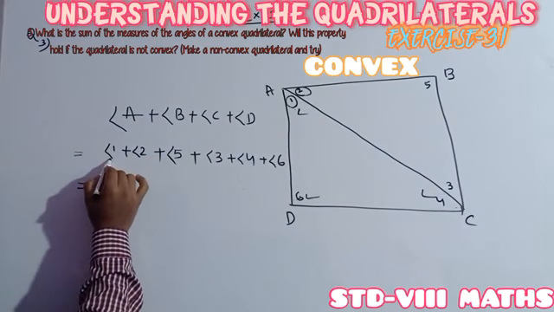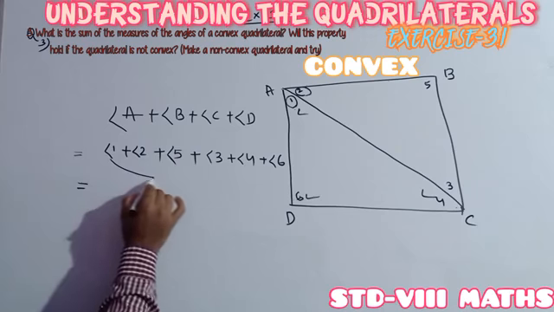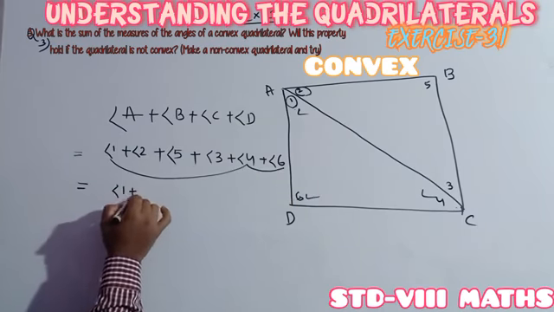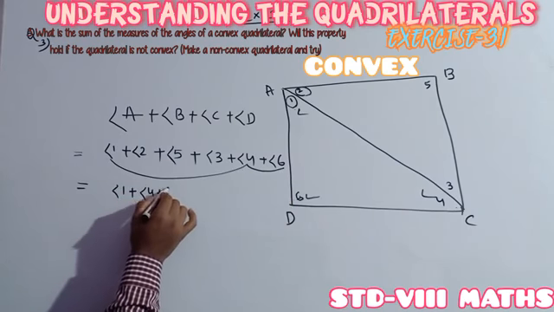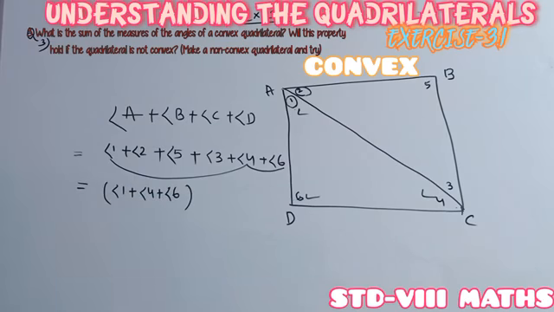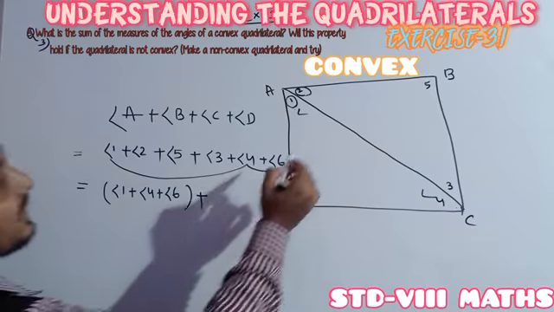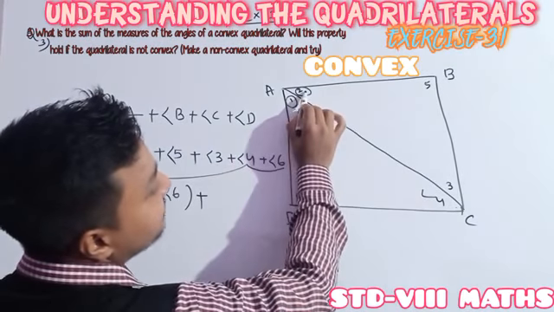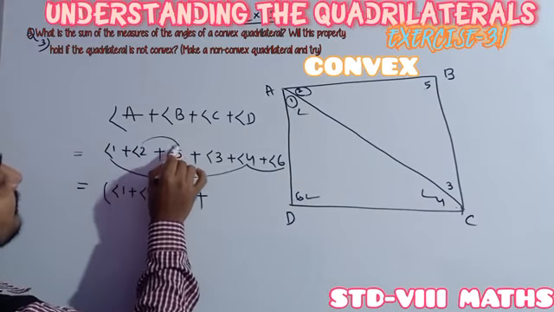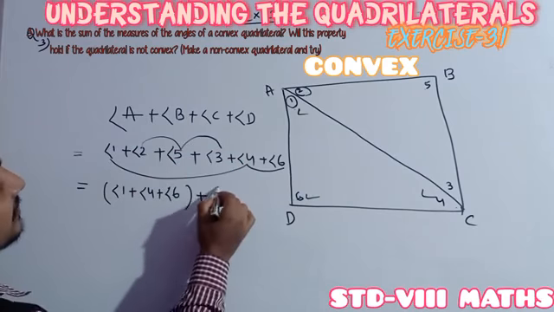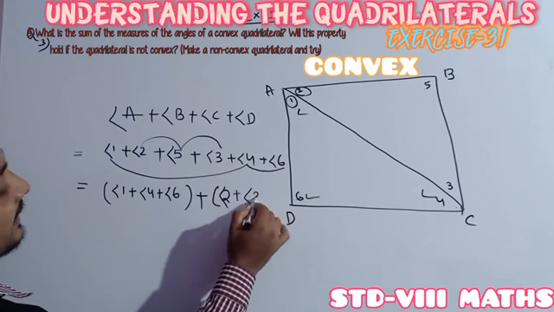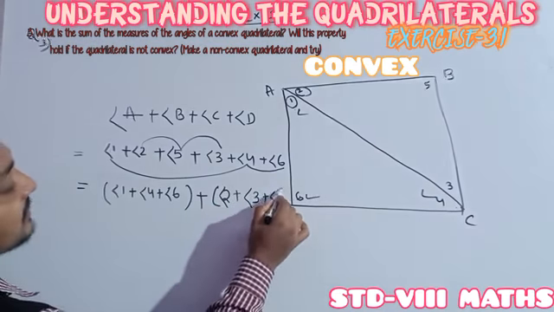Here it is 1, then after 4, then after 6. I am separating 1, 4, and 6, and keeping them within the bracket. Then I am separating another 3 angles: 2, 5 and 3. 2 is here, 5 is here, then 3 is here. So I am separating angle 2, angle 3, and angle 5.